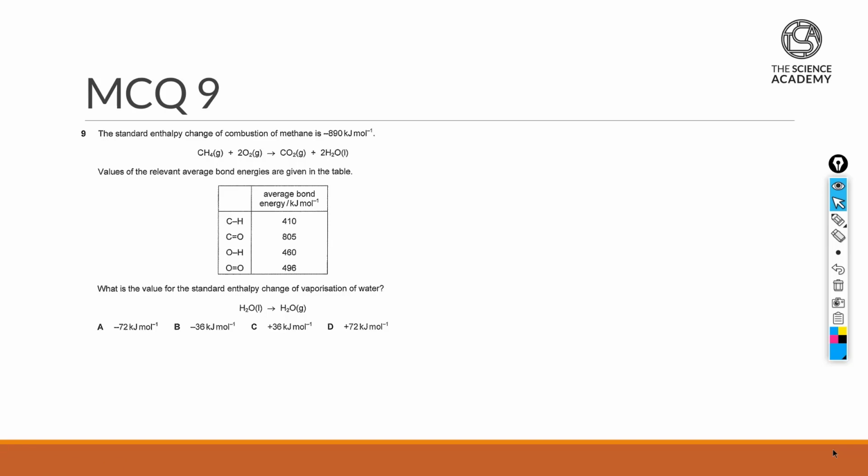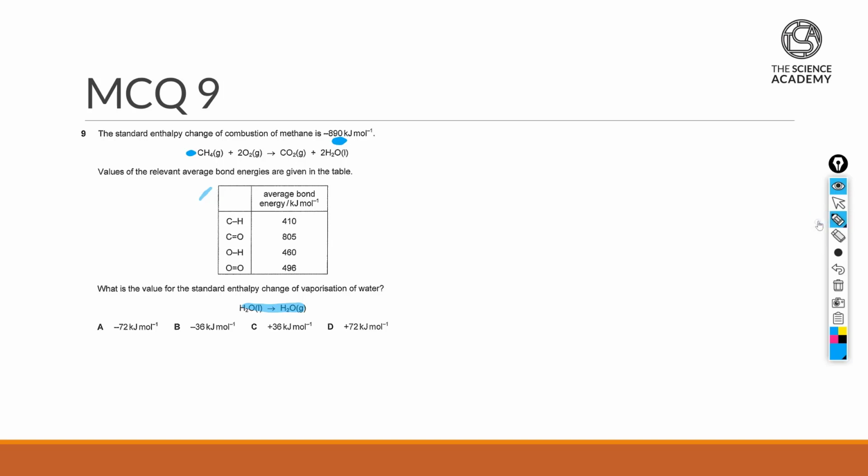In MCQ 9, continuing with the theme of chemical energetics, for this case we are given the value of the standard enthalpy of combustion of methane going at negative 890 kJ per mole. And we need to find out what's the enthalpy change of vaporization of water, going from liquid water to H2O gas. And we are conveniently given an average bond energy value.